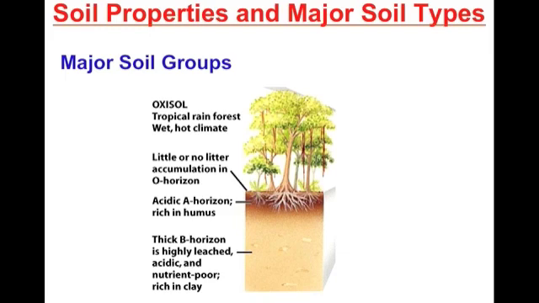Oxisol is common in tropical areas, so this would be present in your tropical rainforest. There's little or no leaf litter accumulation, mainly due to the high rate of decomposition that's present in tropical regions. It also has an acidic A horizon that's rich in humus and a thick B horizon that's heavily leached due to the acidic qualities of the soil.